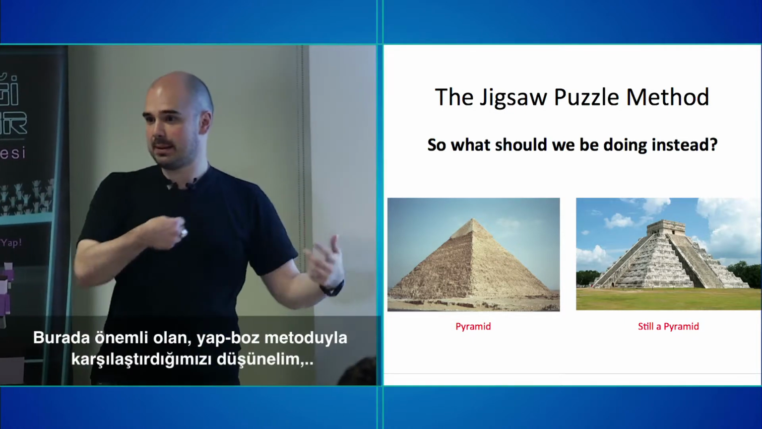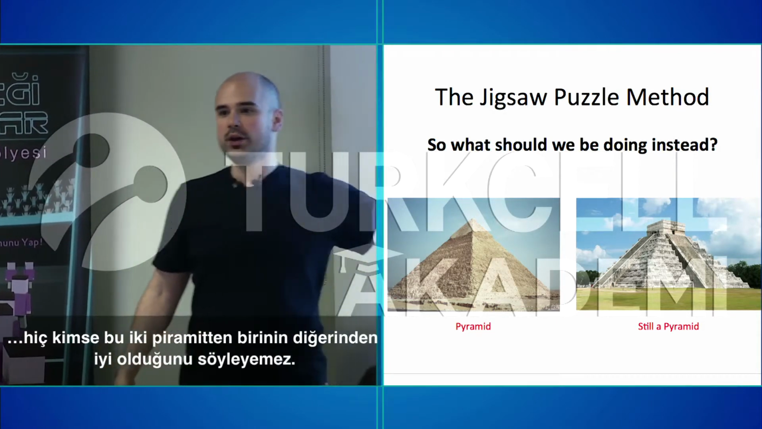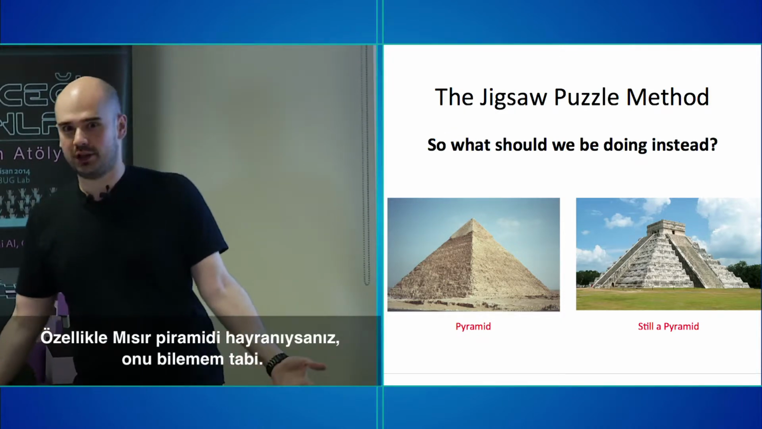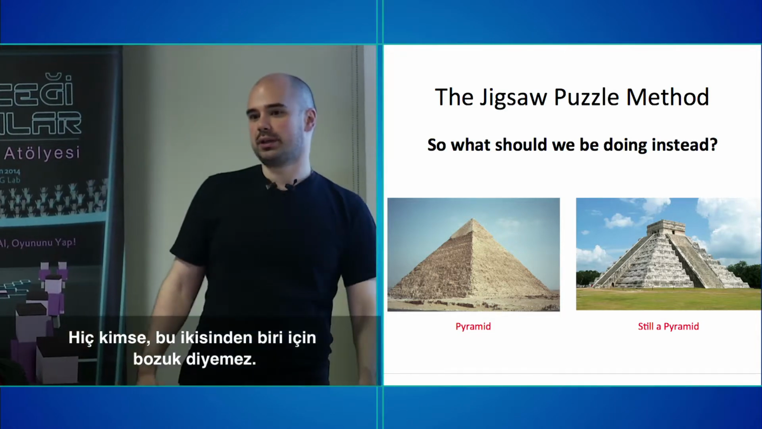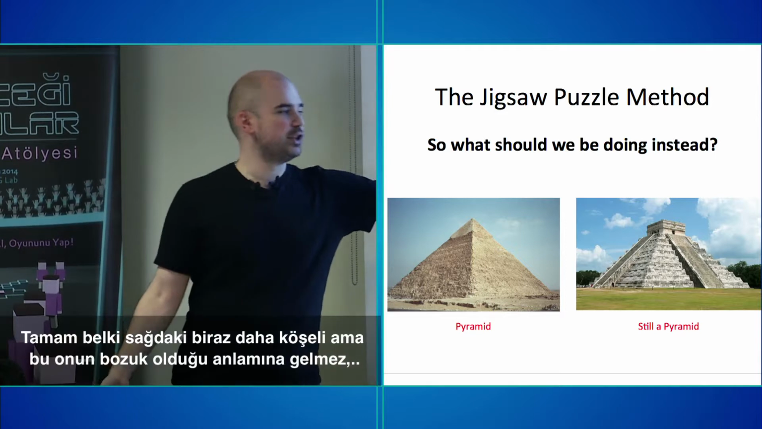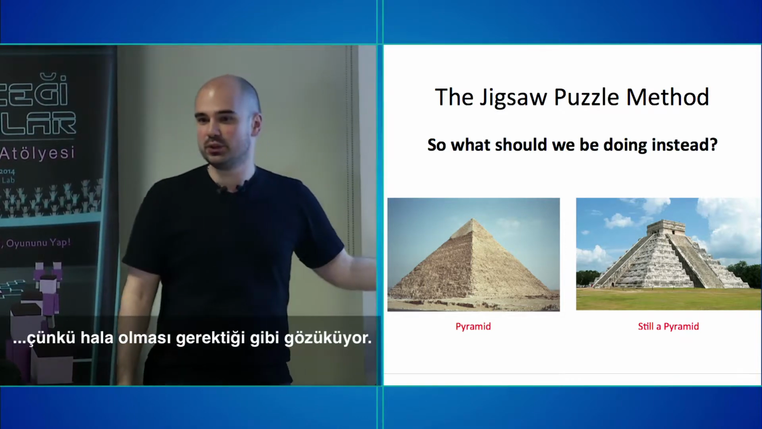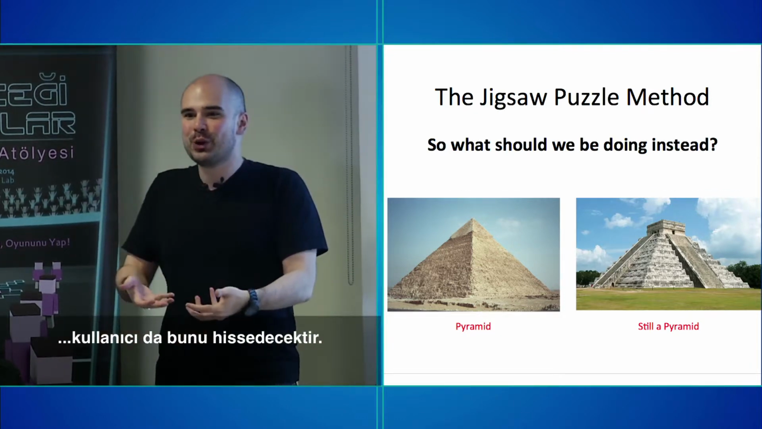the jigsaw puzzle example that I showed you guys before, no one can say that one of these is better than the other, right? Unless you're like an Egyptian pyramid fanboy or something. But no one can actually say that either of them are really broken. Does either of them really look broken? I mean, this one is a little bit chafed, but it still looks kind of like it's supposed to. The jigsaw puzzle was obviously broken, and the end user will know that it's broken.